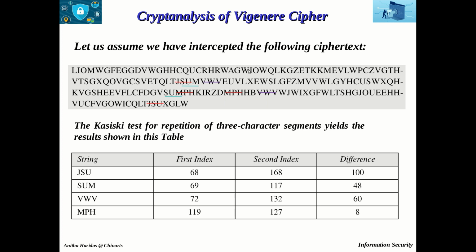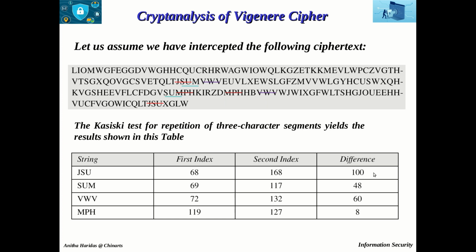Let us assume that this is the ciphertext. Now in the ciphertext, what the Kasiski test will do, it will test for repetition of 3 character segments which will be yielding this kind of table. Now if you observe, JSU is a 3 character segment which is repeated here and here. So the first index of JSU will be 68 and the second index of JSU is going to be 168, and the difference will also be noted.